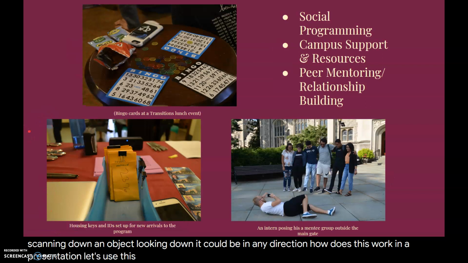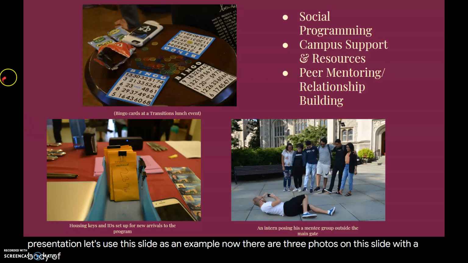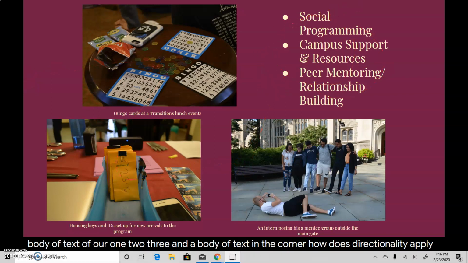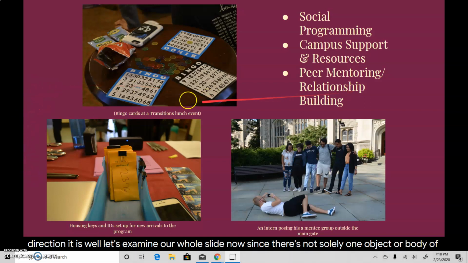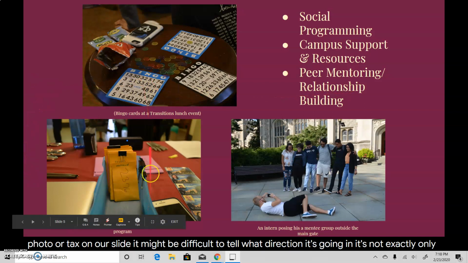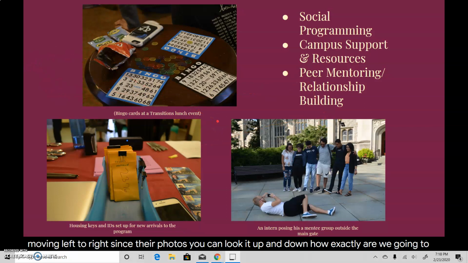Let's use this slide as an example. Now there are 3 photos on this slide with a body of text. We have our 1, 2, 3, and a body of text in the corner. Now you're asking, how does this relate to directionality? Well, let's examine our whole slide. Now, since there's not solely one object or body of photo or text on our slide, it might be difficult to tell what direction it's going in. It's not exactly only moving left to right. Since there's photos, you can look at it up and down. How exactly are we going to balance this with directionality?